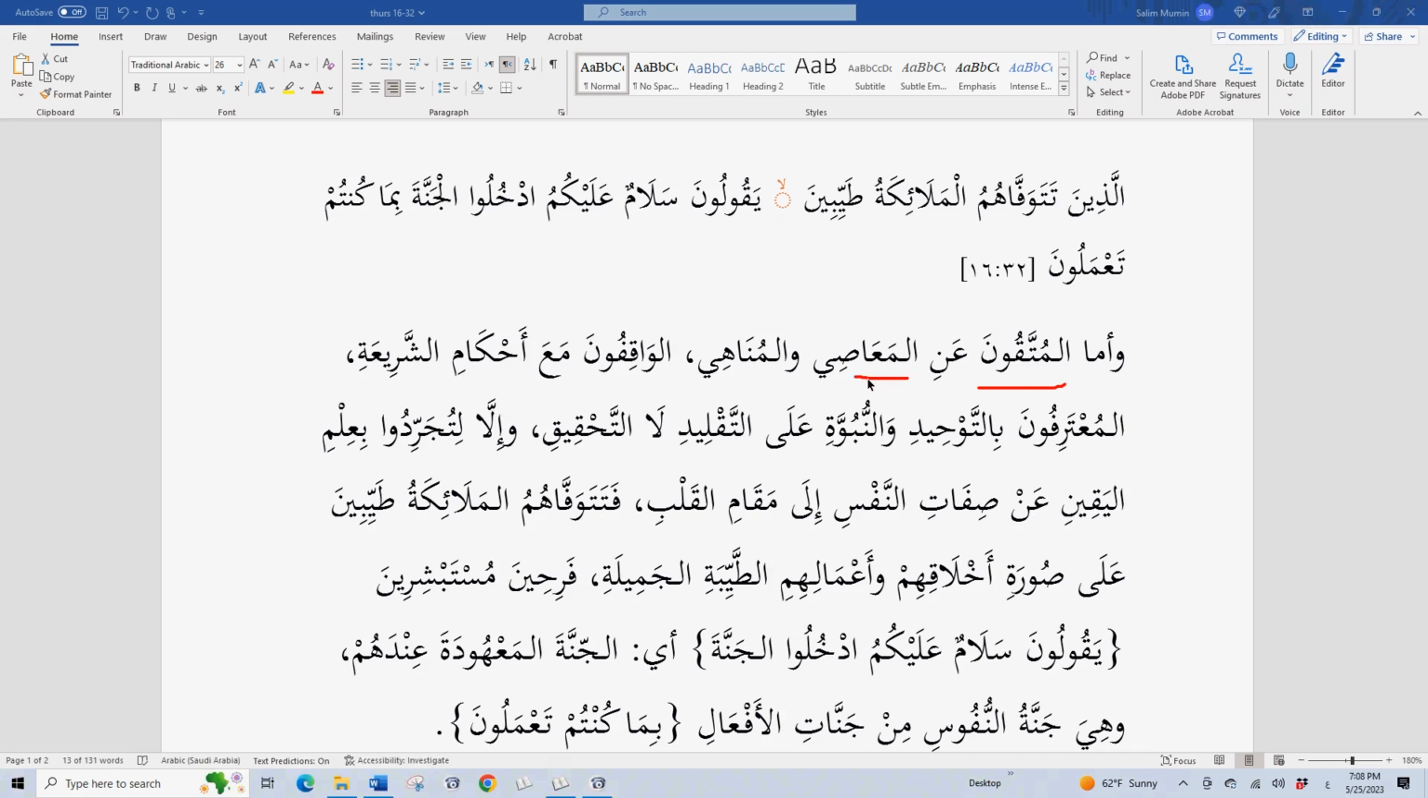Anil ma'asi, from rebelliousness. Wal munahi, and prohibitions. Someone who will go down the path.